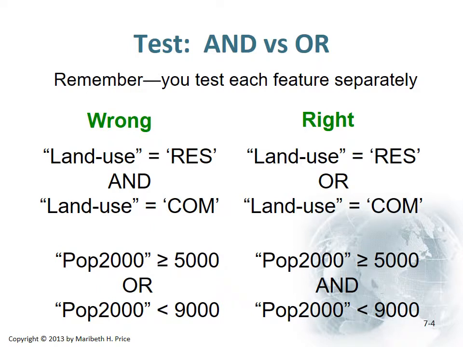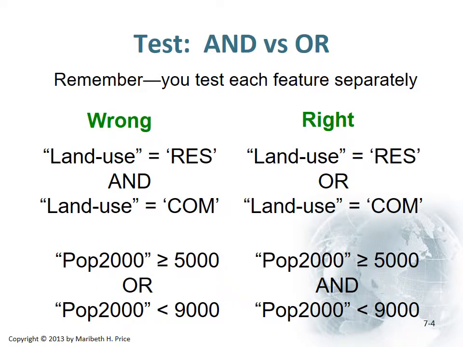It's either going to be residential or it's going to be commercial. So the proper use would be "or." If you want to select land use commercial, and you do "and," it's going to fail. If you do "or," then that's proper. That's the way to do it. We want land use to be this or that. It can't be this and that because it's categorical or nominal information.